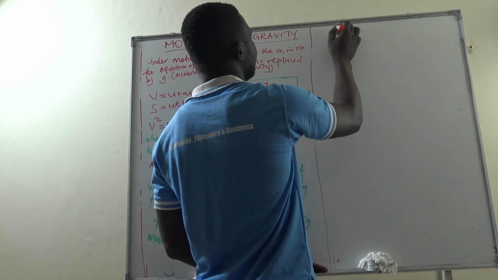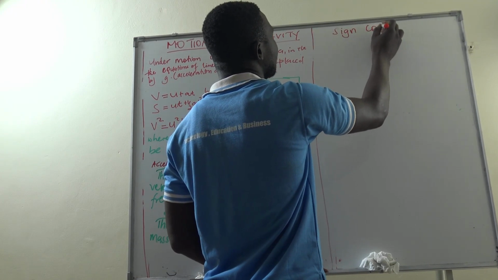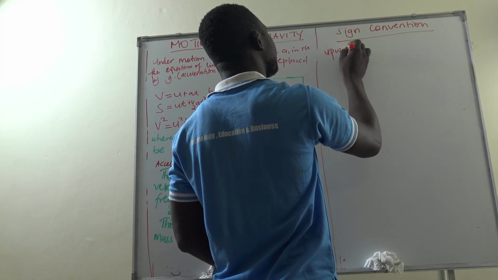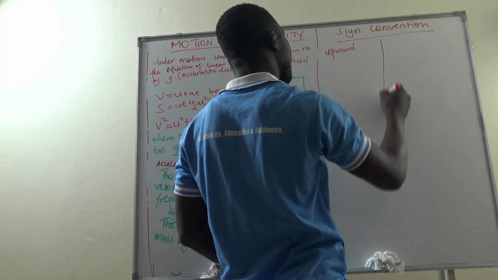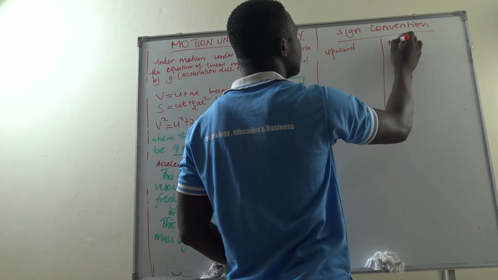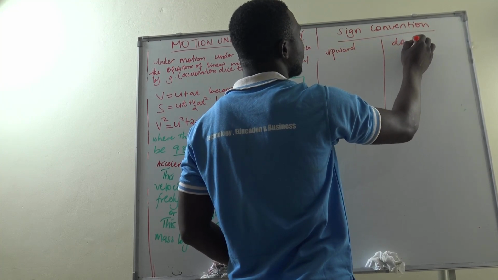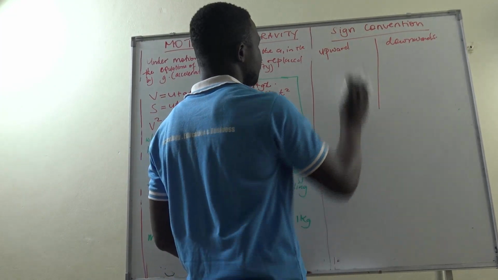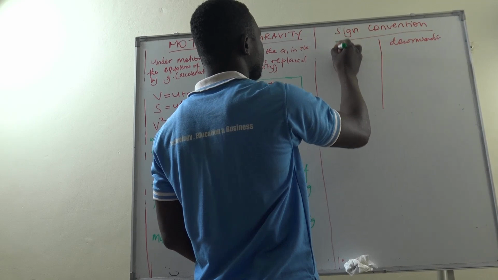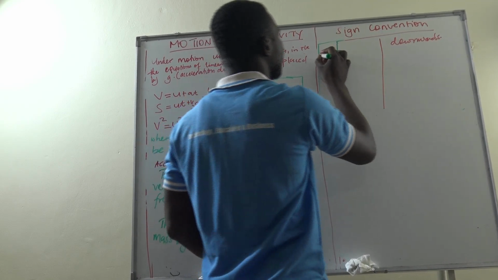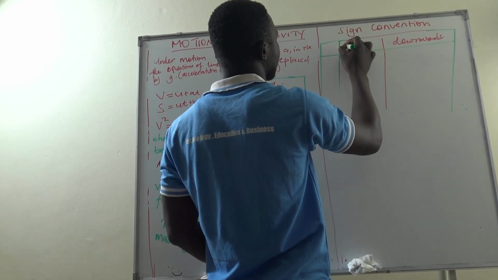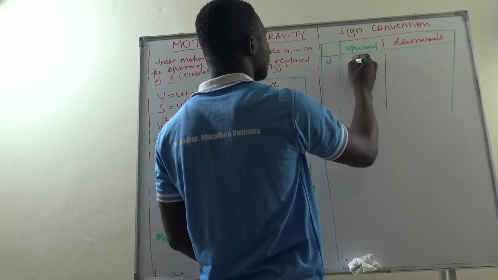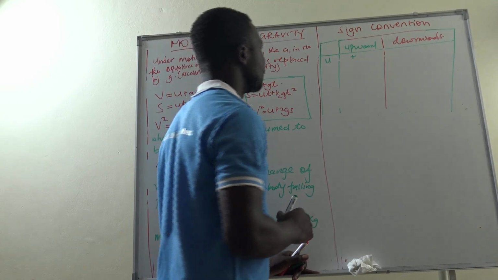Now, let's look at what happens to our equations, and we are going to look at what we call sign convention. We are going to consider a body that is projected vertically upwards, and a body moving downwards. When the body is moving downwards, what happens to the values that we know? Because we remember the letters we used. For example, if this is upward motion, the value of u is positive if a body is moving upwards.